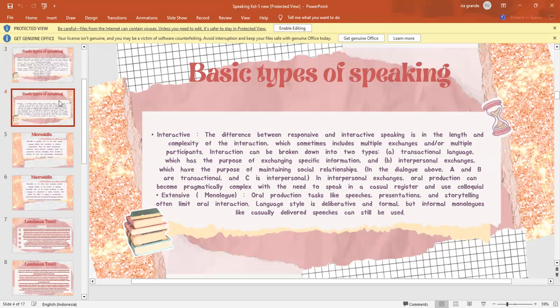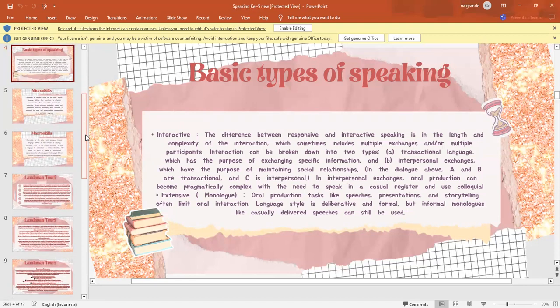Interactive. The difference between responsive and interactive speaking is in the length and complexity of the interaction, which sometimes includes multiple exchanges and multiple participants. Interaction can be broken down into two types. The first one is transactional language, which has the purpose of exchanging specific information, and the second is interpersonal exchange, which has the purpose of maintaining social relationships. In the dialogues above, A and B are transactional and C is interpersonal.